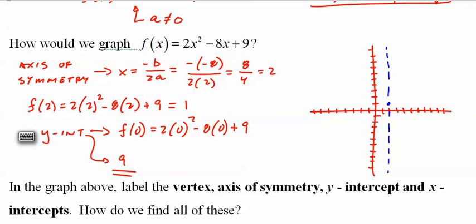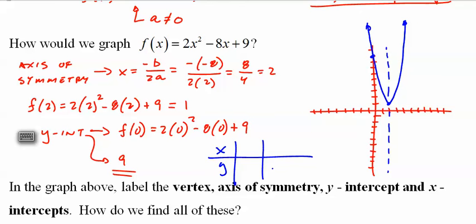So up here, and you make a little parabola. It goes up, and you make a carbon copy on the other side. There are teachers who will make you do this. And since we're at 2, let's try 1 and 3, and maybe 0 and 4.